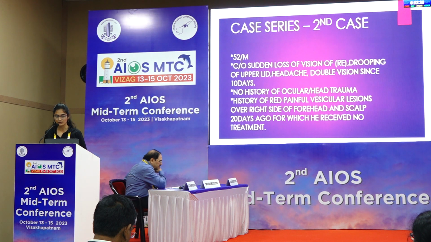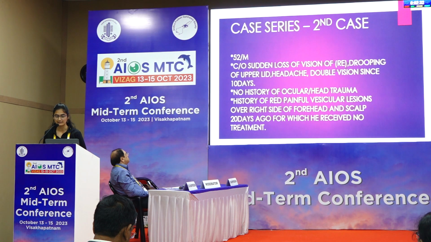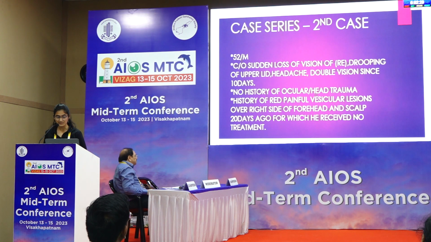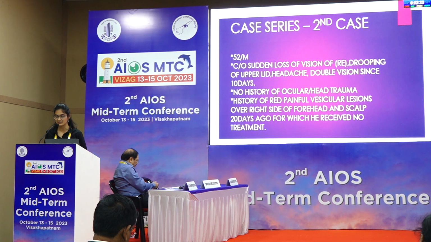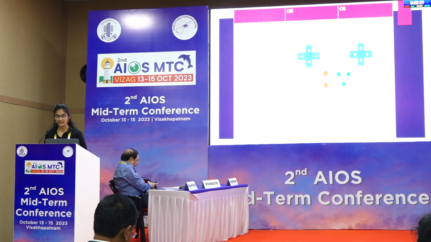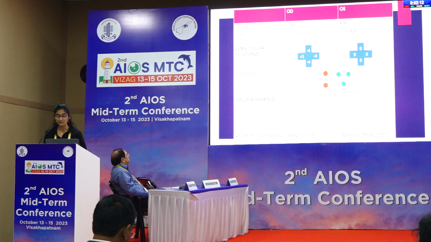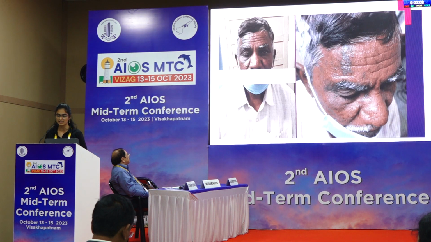Second case, a 52-year-old male patient came with complaints of sudden loss of vision in the right eye, drooping of the upper eyelid, headache, and double vision since 10 days. History of painful vesicular lesions over the right side of the forehead and scalp was seen 20 days ago, for which he received no treatment. Vision in the right eye is 1/60, not improving further. HCRT shows 20 degrees exotropia and extraocular movements are limited in all directions except abduction in the right eye. Worth four dot test shows diplopia. Anterior segment examination shows RAPD in the right eye.